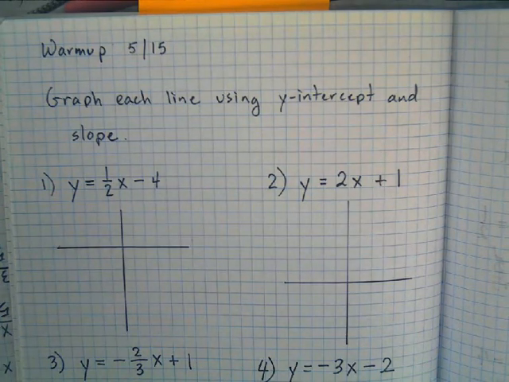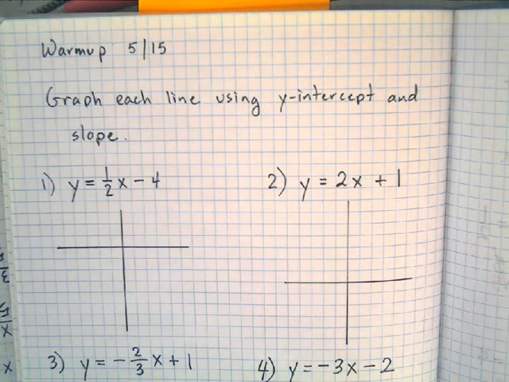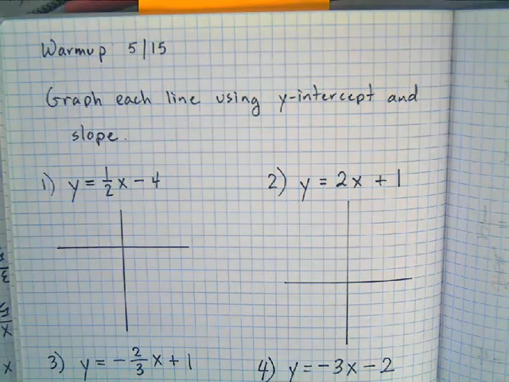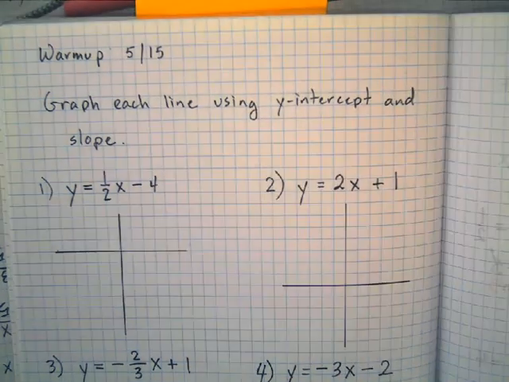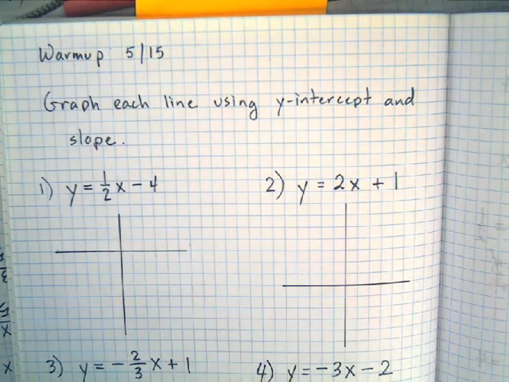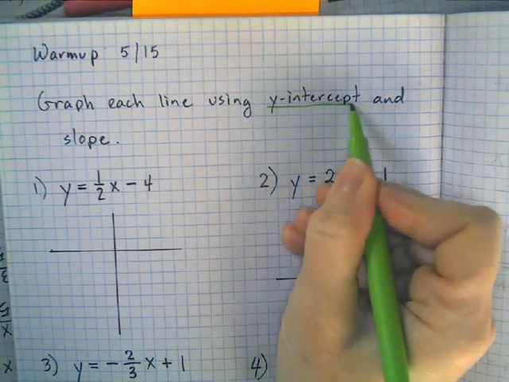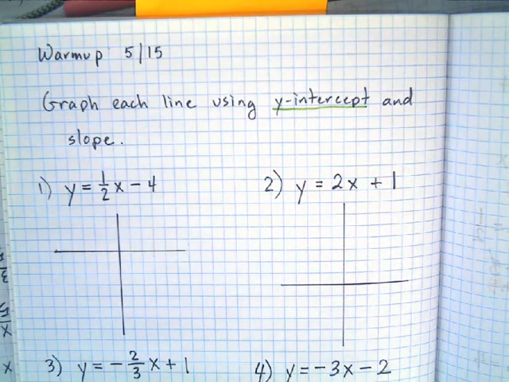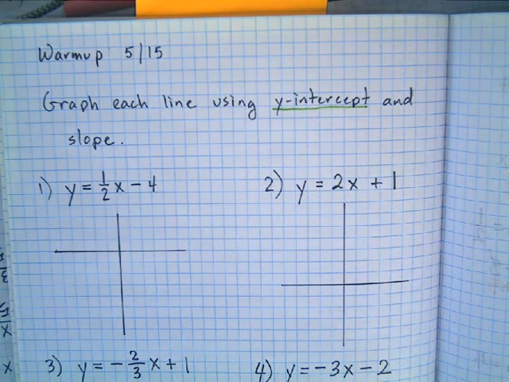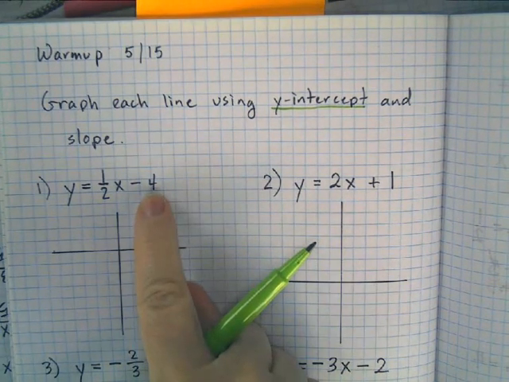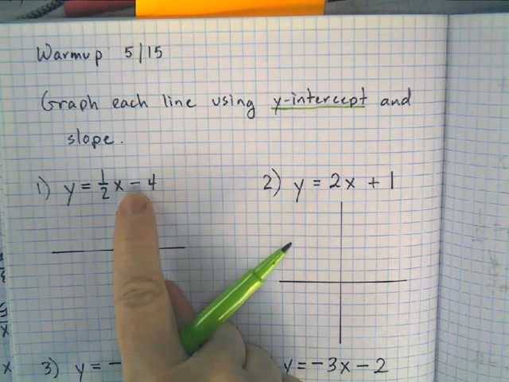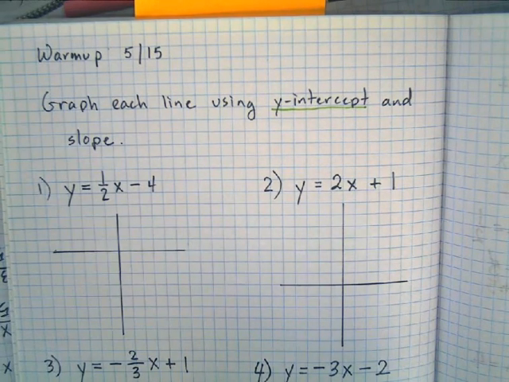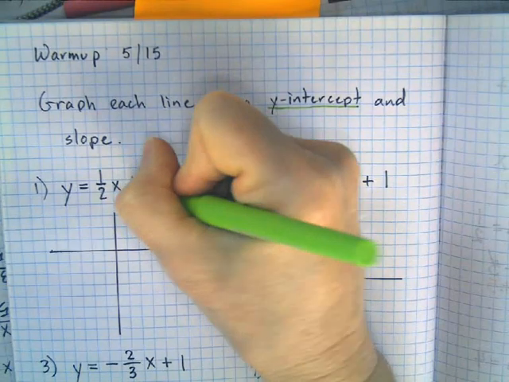We are going to be graphing lines using Y-intercept and slope. So first, we need to look for our Y-intercept in our equation. The Y-intercept is the number that is not with X. So over here, this is going to be the Y-intercept. But be careful, if there's a minus sign here, we got to rewrite it as adding the opposite.